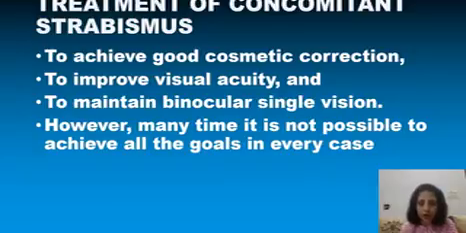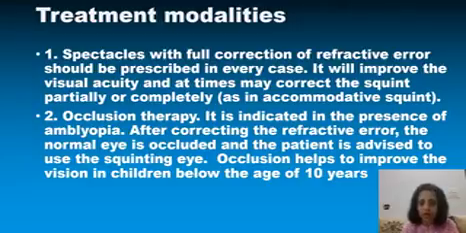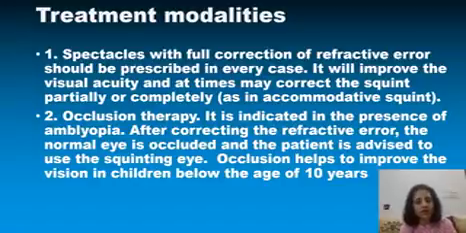So what will be the treatment of concomitant strabismus? It will be to achieve a good cosmetic correction, correct any visual error, improve the visual acuity, and maintain binocular single vision. Treatment modalities: spectacles with full correction of refractive error should be prescribed in every case. It will improve the visual acuity and at times may also correct the squint partially, or completely in case of accommodative squint. Occlusion therapy will be indicated in cases of amblyopia.